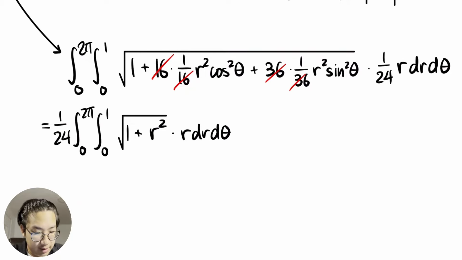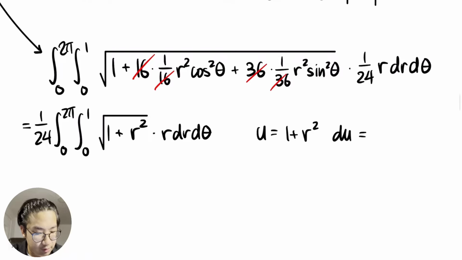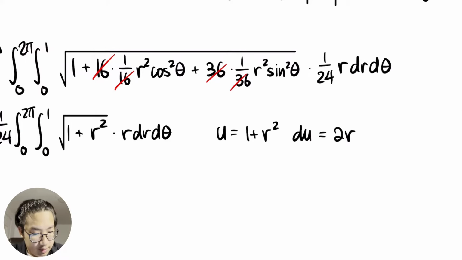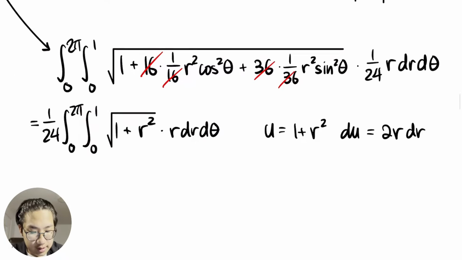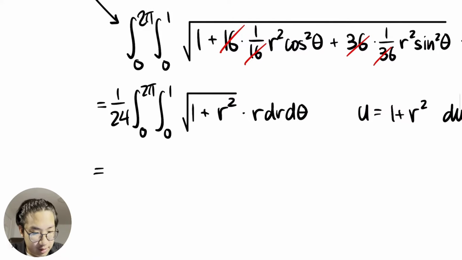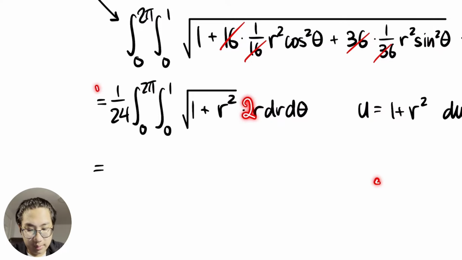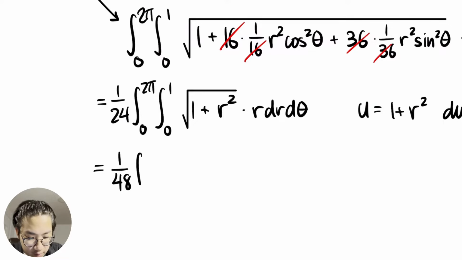So you can set u equal to 1 plus r squared, and then du would be 2r dr. So we are making the substitution, but this is just for evaluating this part of the integral right over here. To make that happen, we would need a 2 multiplied here, which means we can multiply the outside by 1/2 to effectively multiply by 1. So here we now have 1 over 48 times the integral 0 to 2 pi.